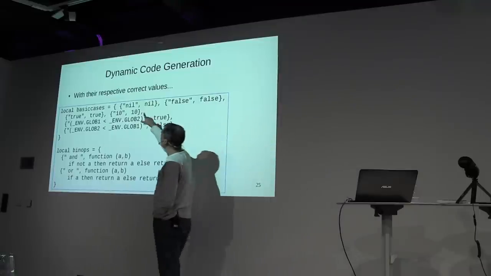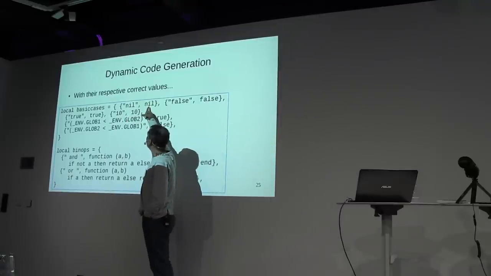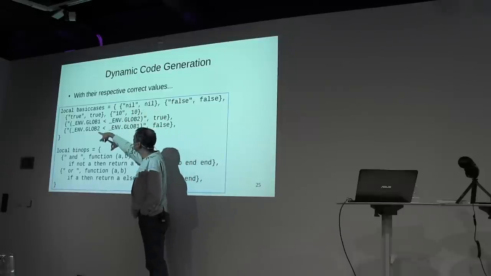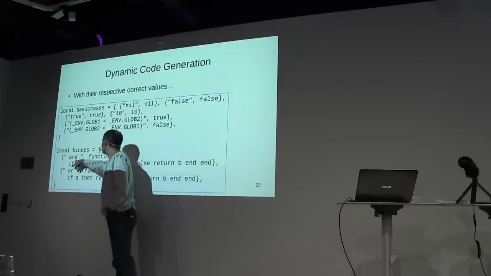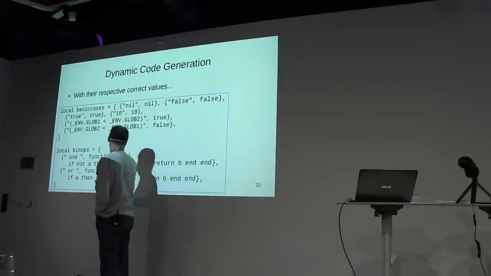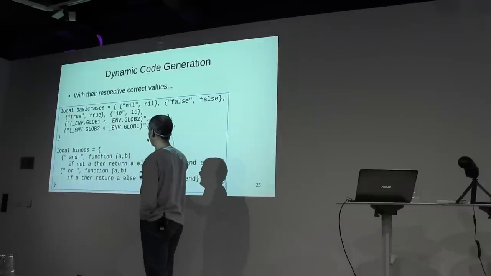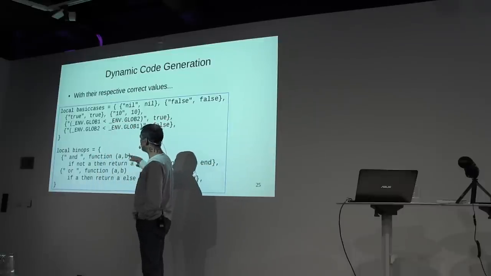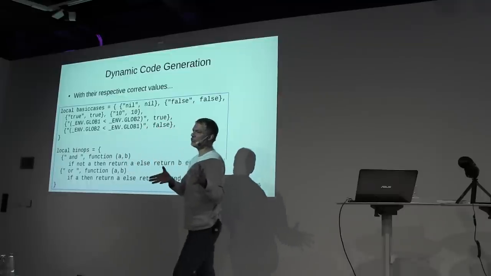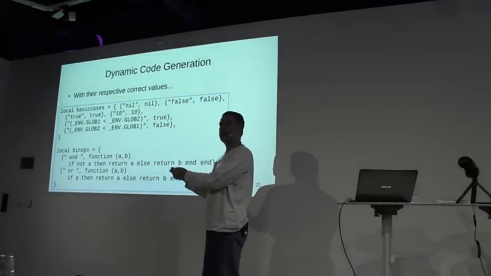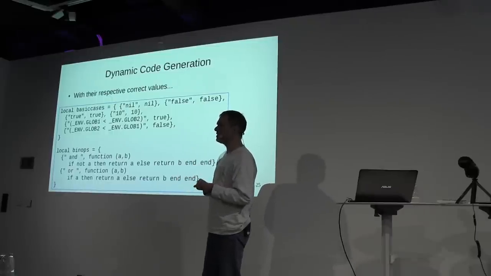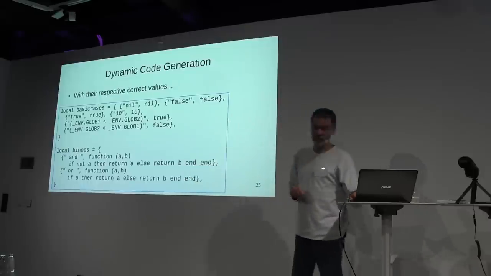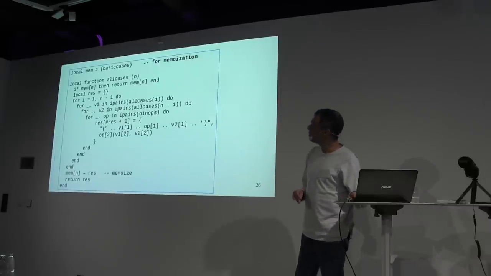So we give the syntax elements and the corresponding values. So we have nil, false, 10, true, and some global variables. And we try to combine them with AND and OR, and then we implement functions to do so. We create a chunk to do the computation, and in parallel we create a function in Lua that should do the same computation, but in a completely different way, not using any kind of short circuit optimization, and check whether they give the same results. So this is just the code to create all combinations.